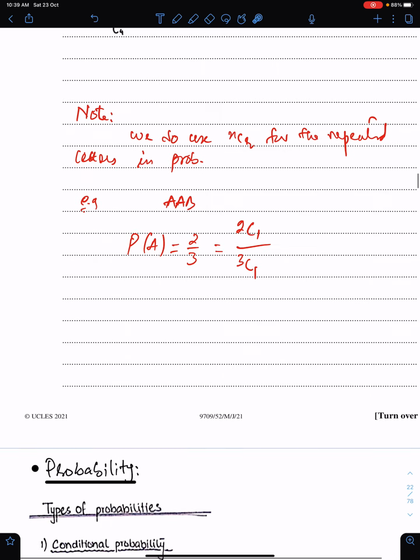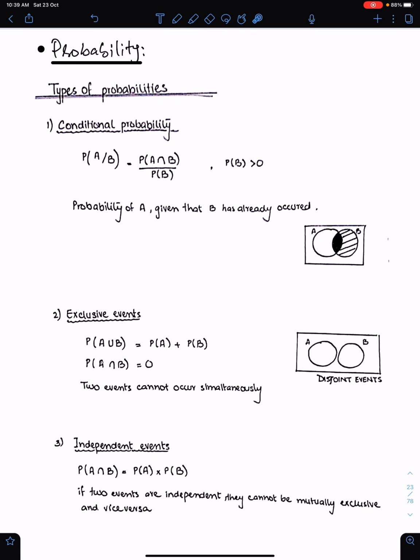Next topic of these notes is probability.